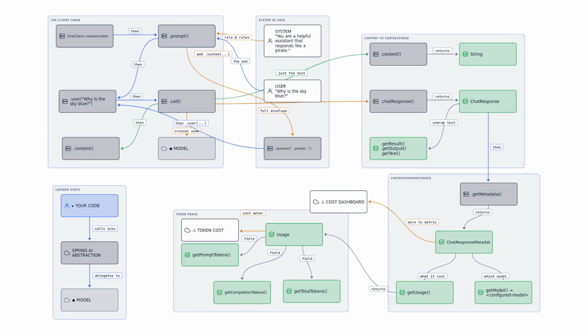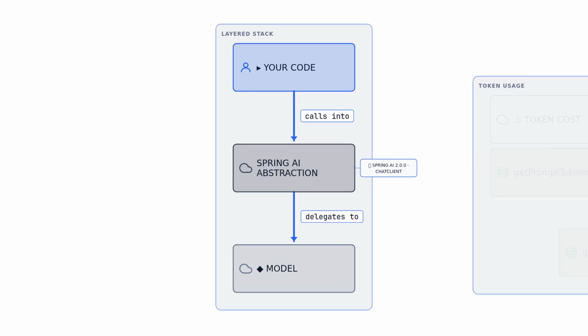Spring AI Chat Client explained step by step. Episode 3 of Spring AI for Enterprise Java. One seam, one object, ChatClient. Everything else in this series runs through it. Your code on top, the Spring AI abstraction in the middle, the model underneath.